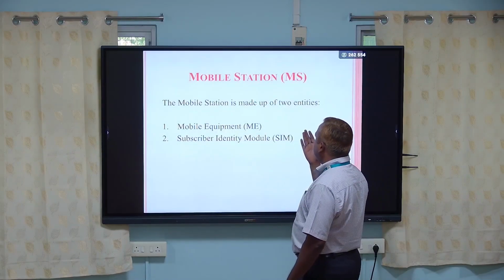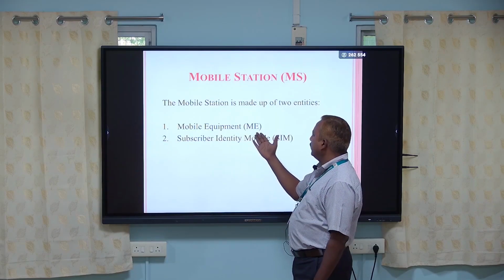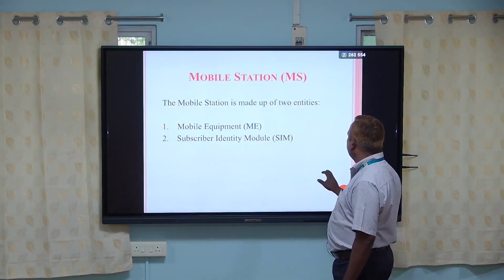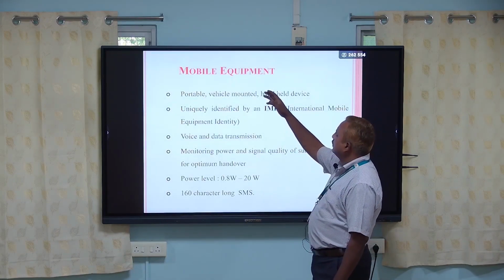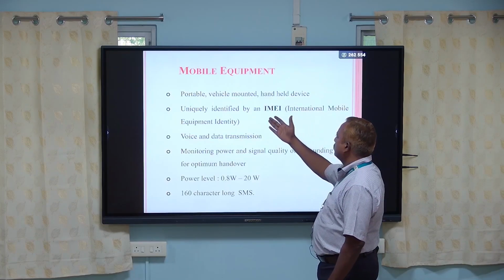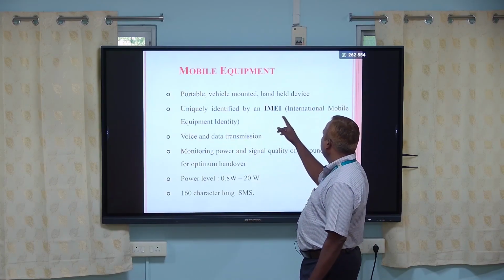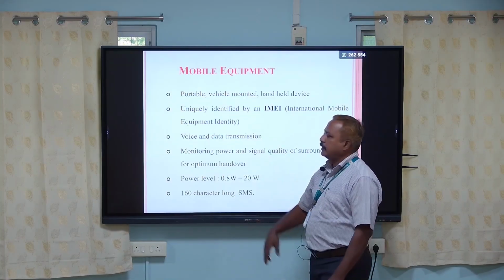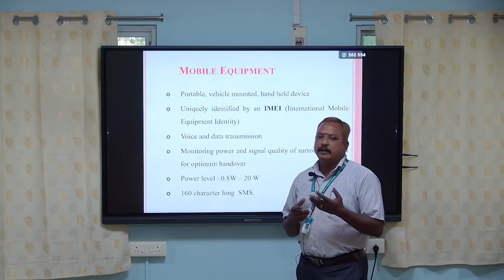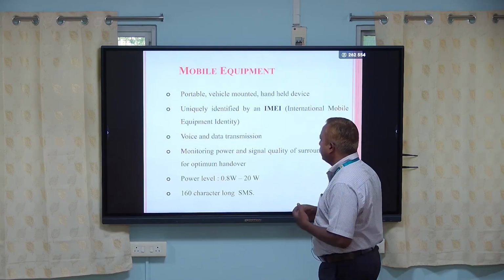The next one is the mobile station, what we are having in our hand. This is the mobile equipment and the subscriber identity module, called the SIM. Through the SIM we get connected with the tower. Then this is a portable, vehicle-mounted or handheld device, what we are using right now. And then there is a unique identity, the IMEI number, international mobile equipment identity, a number which is used to identify our mobile apart from other devices. So this number is used to find out the unique device.